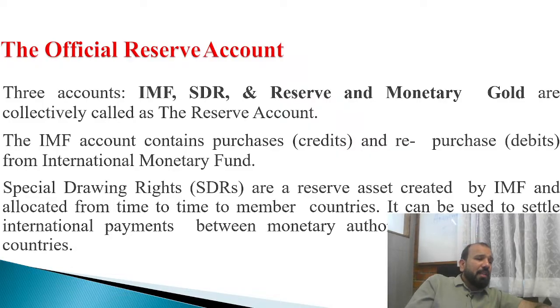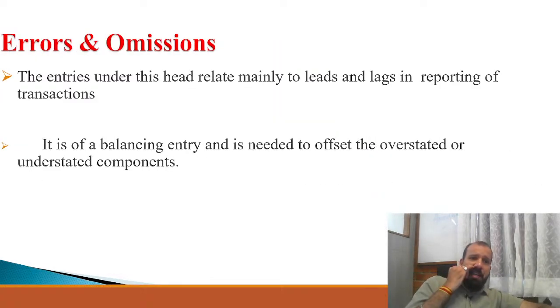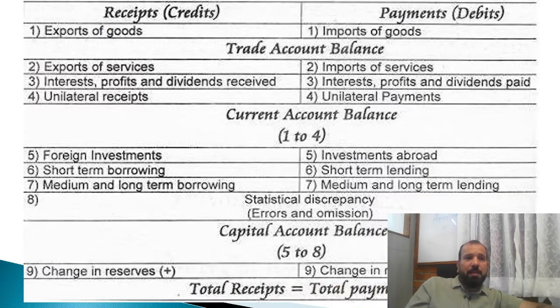Then the official reserve account. In the official reserve account, we maintain the International Monetary Fund SDR reserve, monetary gold, all the foreign currency reserves, and all the gold we are keeping. Errors and omissions: entries under this head relate mainly to the leads and lags in reporting. If there are any leads and lags in reporting, we maintain the errors and omissions account.